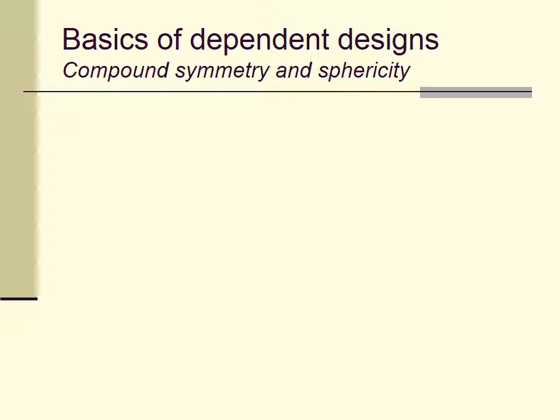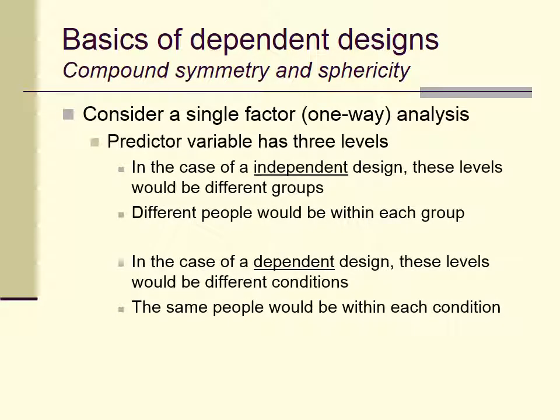Well, the assumptions are the assumptions of compound symmetry and sphericity, two things that go along together. Now, consider first a single factor or one-way analysis where we have a predictor variable that has 3 levels. So in the case of an independent design, these would be 3 different groups, different people within each of these groups. In the case of our dependent design, these 3 levels would be 3 different conditions, and we'd have the same people in each condition.